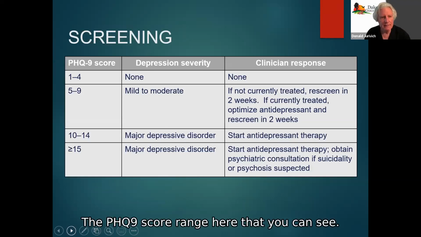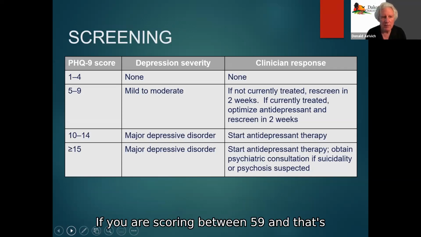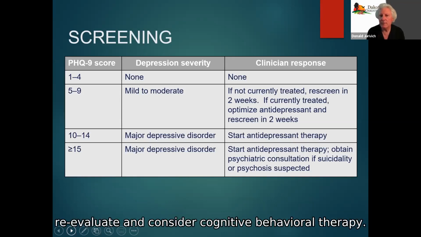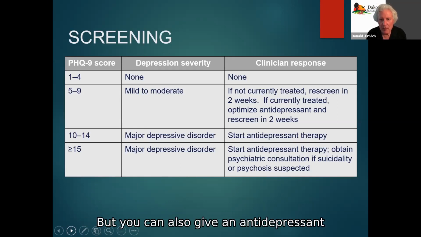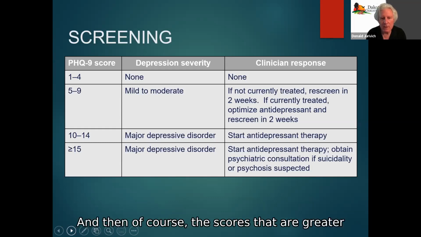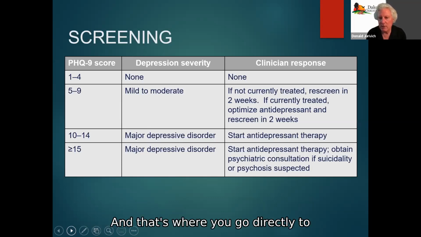So the PHQ-9 has a score range that you can see here. If you're scoring 1 through 4, no need to worry. If you are scoring between 5 and 9, that's considered moderate depressive symptoms. And generally, that's where you want to reevaluate and consider cognitive behavioral therapy. But you can also give an antidepressant at that point as a trial. And then, of course, scores greater than 10 can represent a major depressive disorder. And that's where you go directly to the antidepressant.